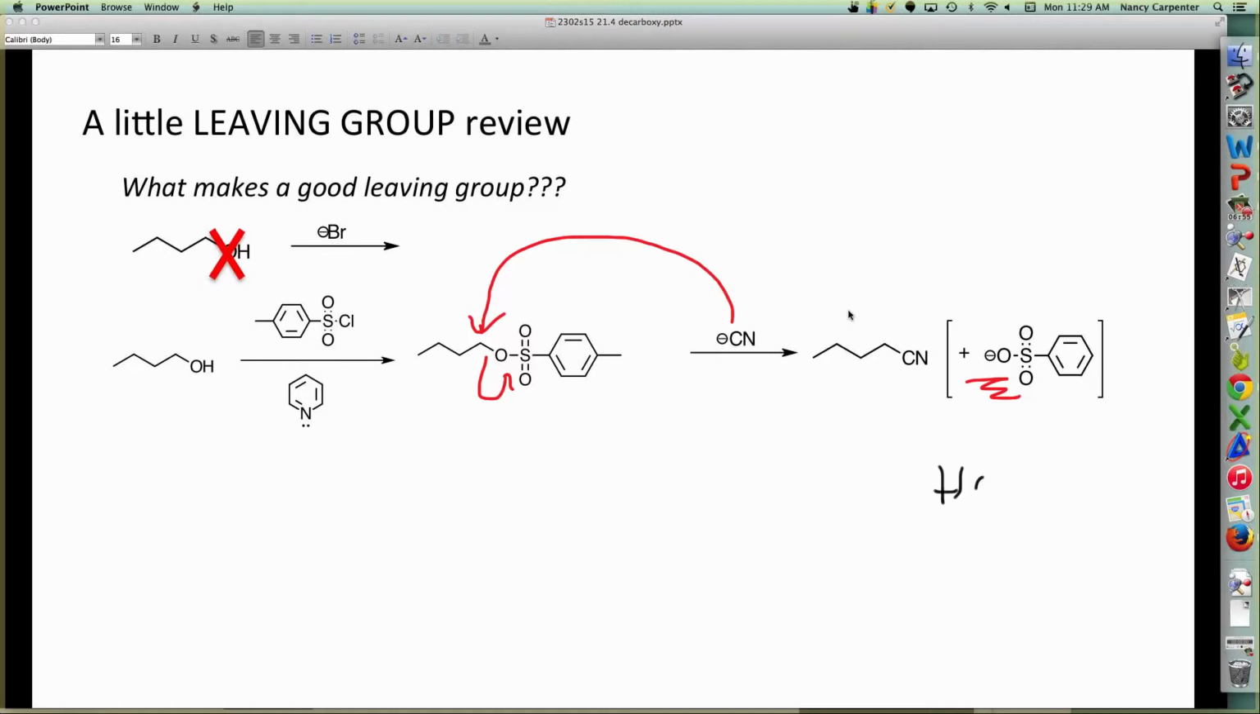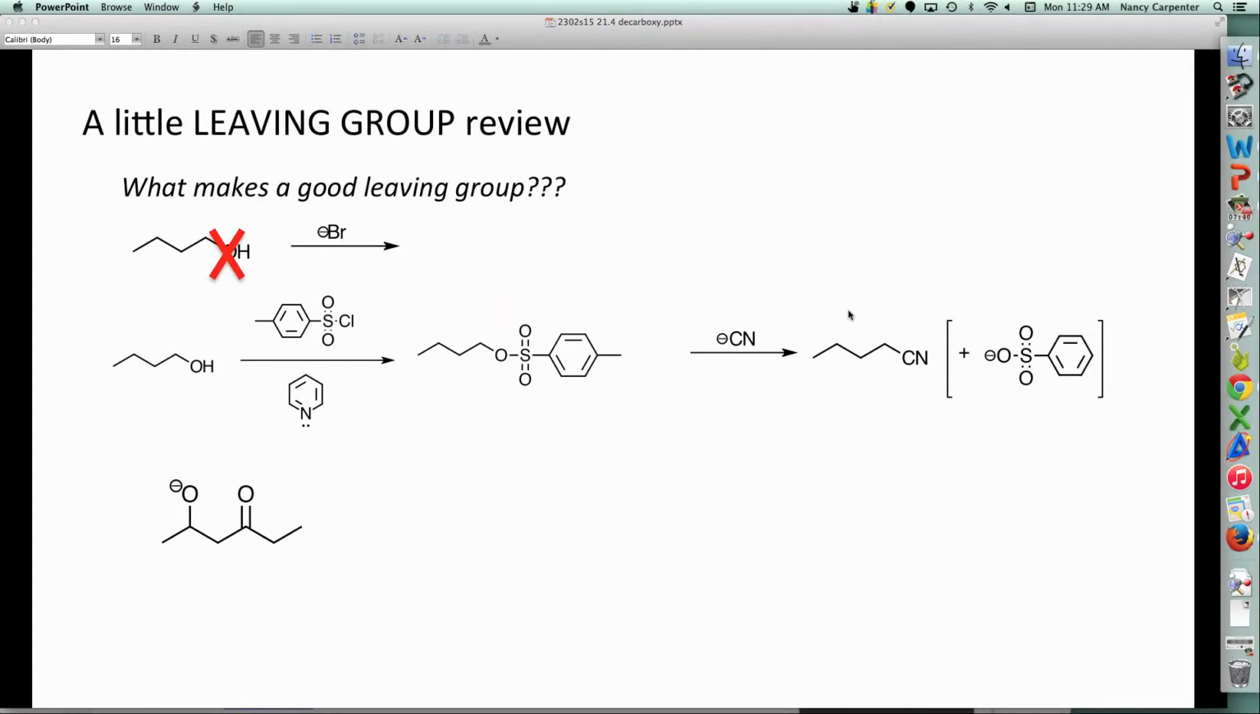This is really very closely analogous to, say, sulfate. Well, the conjugate acid of sulfate is, woohoo, sulfuric acid. Super strong acid, super weak base. Really easy to kick out.